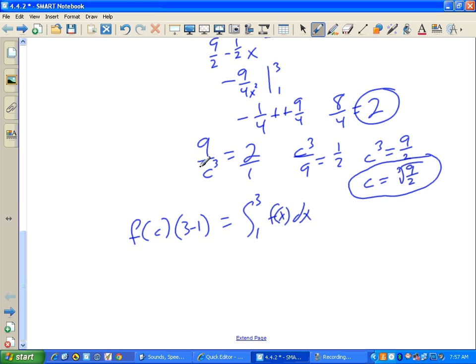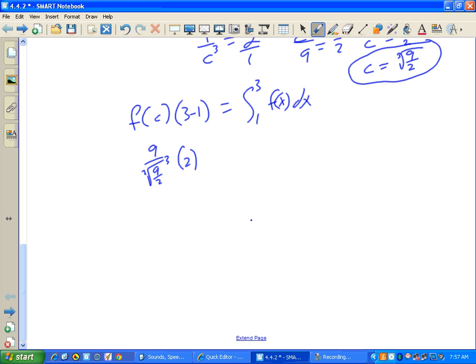So if I do f at c, okay, if I plug my c value in, I get 9 over the cube root of 9 halves cubed times 2. Okay, these cubes cancel each other out, so I've got 9 divided by 9 halves, which is the same as multiplying by 2/9 times the 2. I get 2 times 2, which is 4. So that's the value of this area.